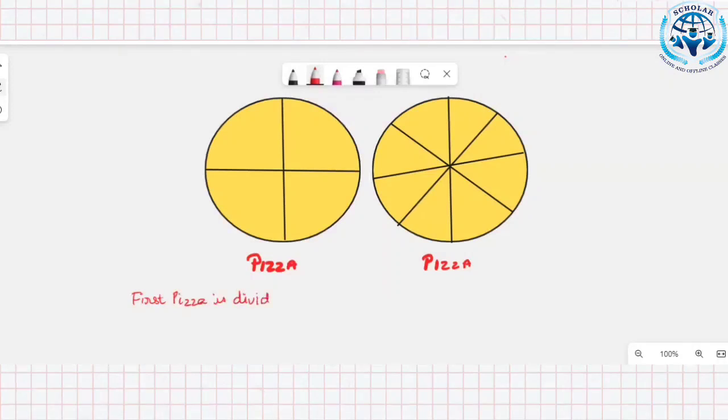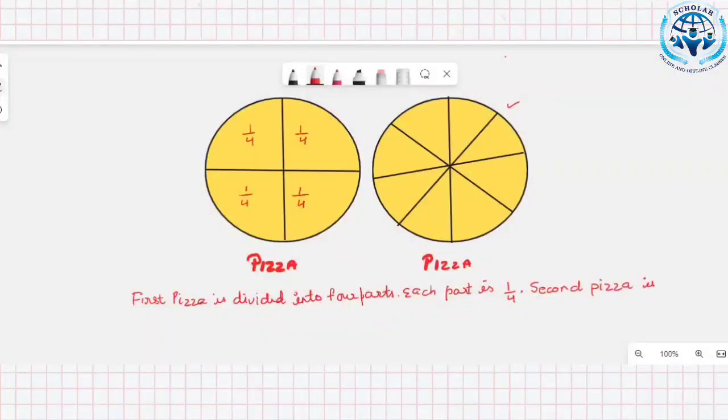These 2 pizzas are of the same size but divided into different parts. The first pizza is divided into 4 parts. If you are eating one part of the pizza, that means you are eating 1 by 4 part. Each part is equal to 1 by 4 because all the 4 parts are equal. In the second pizza, there are 8 parts. So each part is equal to 1 by 8.